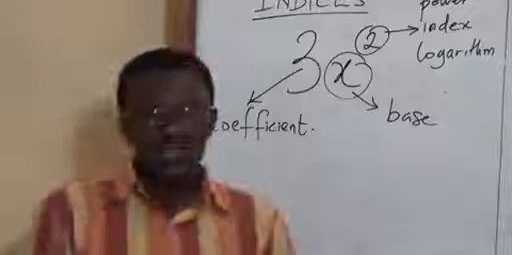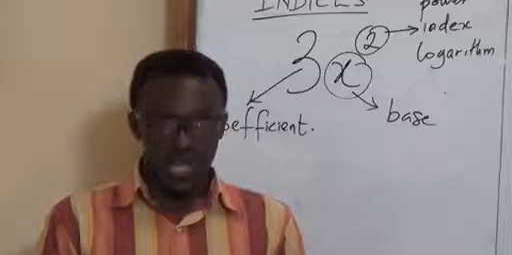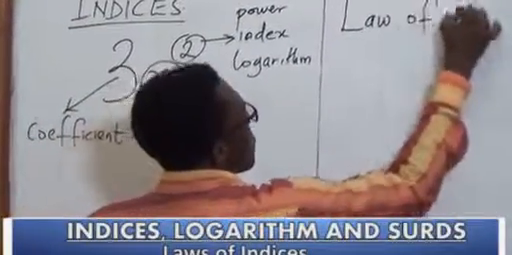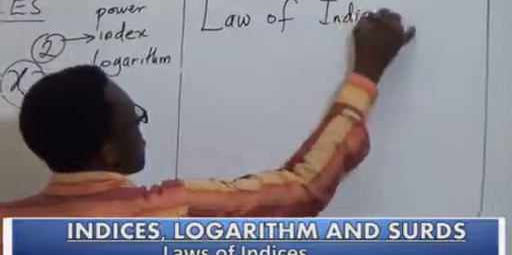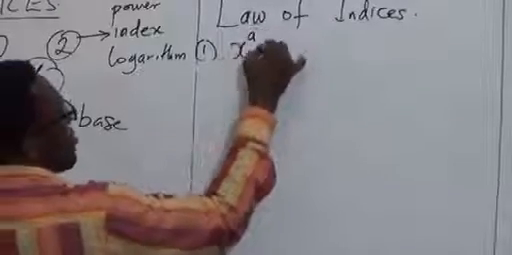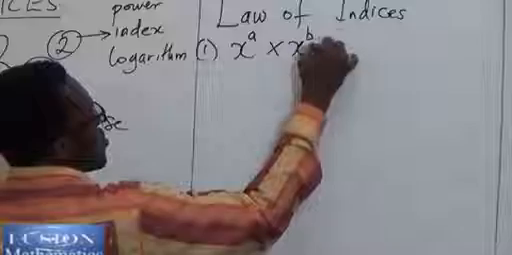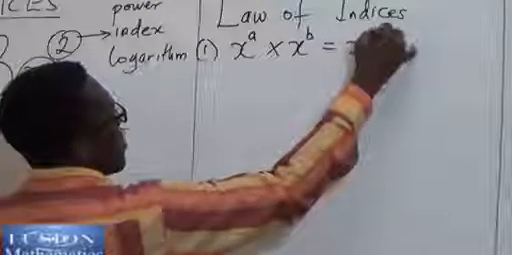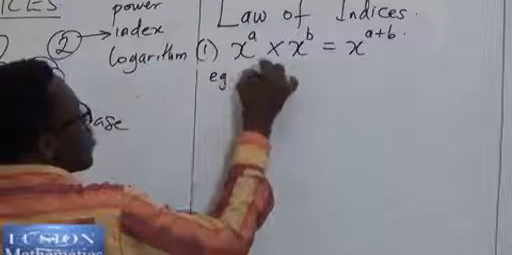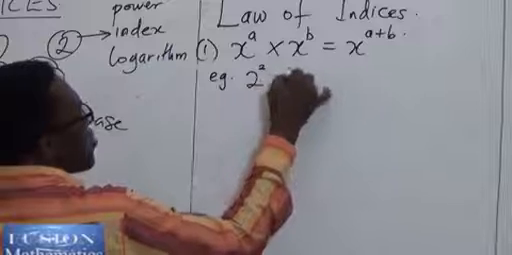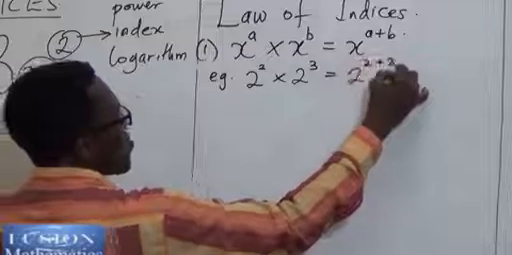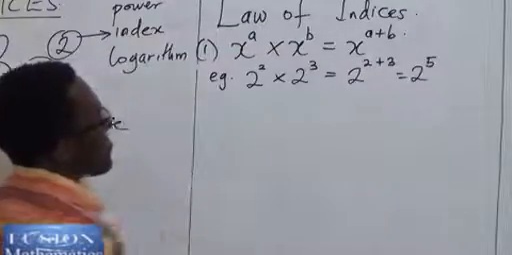Now we will look at the laws guiding operations in indices. Laws of indices. The first law we'll be looking at is x raised to the power a multiplied by x raised to the power b, which is equal to x raised to the power a plus b. For instance, if we have 2 raised to the power 2 multiplied by 2 raised to the power 3, this will give us 2 raised to the power 2 plus 3, which is 2 raised to the power 5.